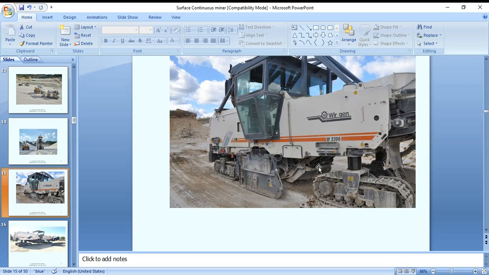See, these are exactly the machines. A very giant machine, popularly used in limestone as well as lignite and soft coal mines. In Singareni, most of the machines are from these manufacturers. Wirtgen is a popular machine.